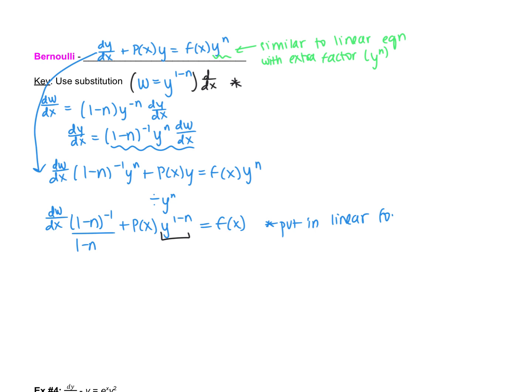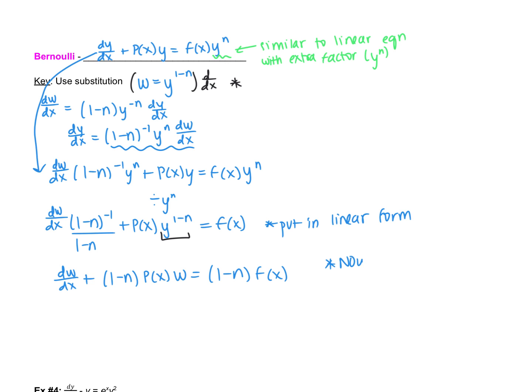So I'm going to do both of those at the same time. I'm going to divide by that 1 minus n, and I'm going to replace that y to the 1 minus n with a w. So we get dw/dx, add (1 minus n) p of x times w is equal to (1 minus n) f of x.